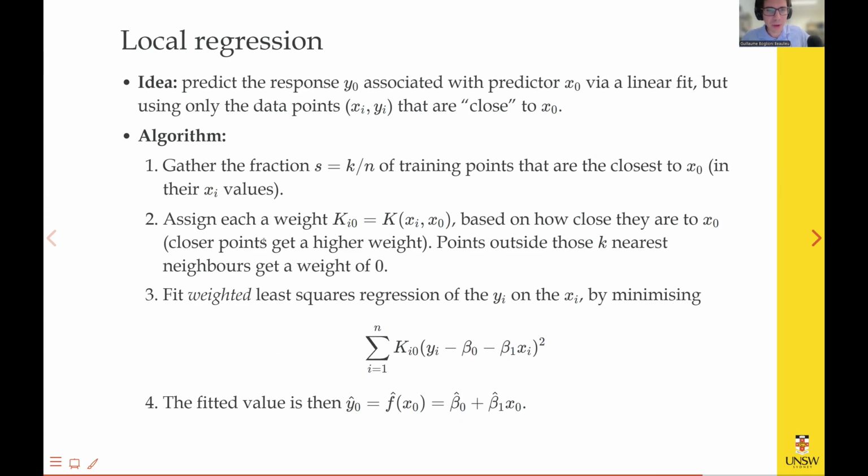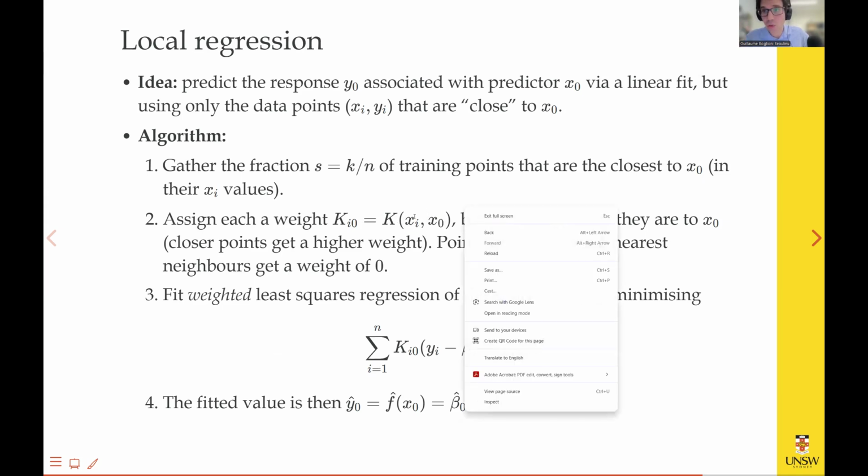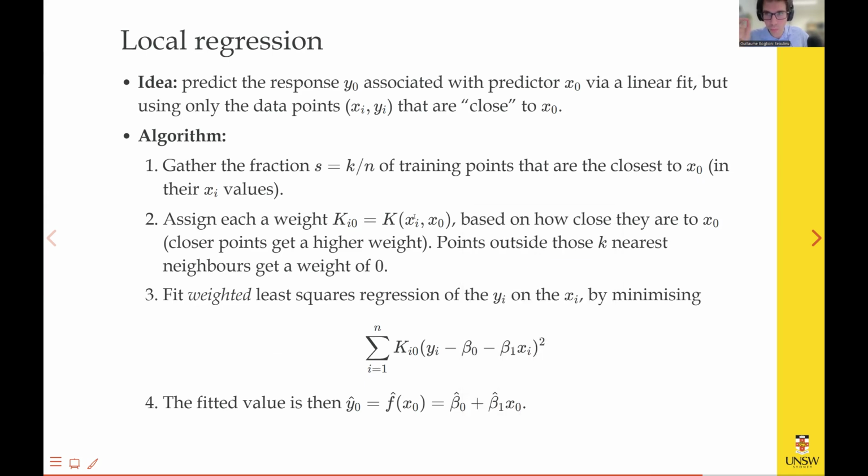Okay, second step. For all of these points that are deemed to be close to x0, you give each of them a weight, here generically called k. So this is the weight you give to a point xi that is close to x0, but now this weight is based on the actual distance to x0. So a point that is extremely close to x0 would have a higher weight than a point that is further.